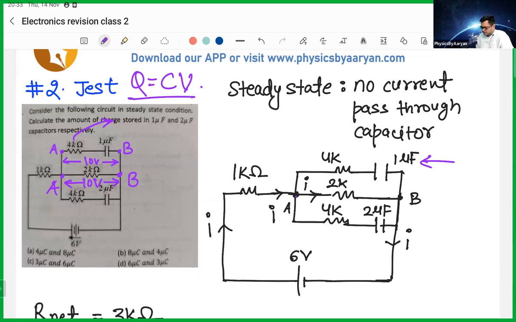6 volt. Okay, no, wrong answer. The answer is very simple. Think about it. How do you find the voltage across a resistor? V equals IR. It's a very good hint. What do you think now?